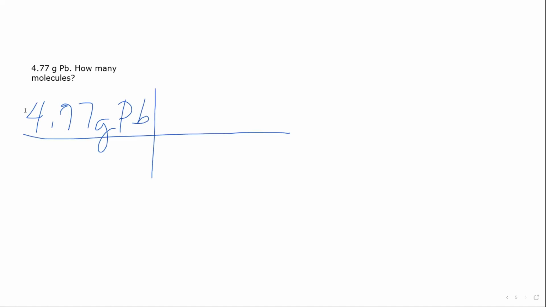And they want to know how many molecules this is. Okay, so what do we do? We take what we know, and we first have to convert to moles. Remember, I told you moles is the central part. So we always have to convert to moles before we can convert to anything else. So 1 mole of lead is equal to, let's look at our periodic table, 207.2 grams.